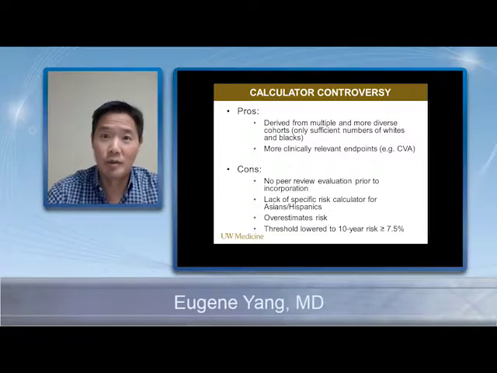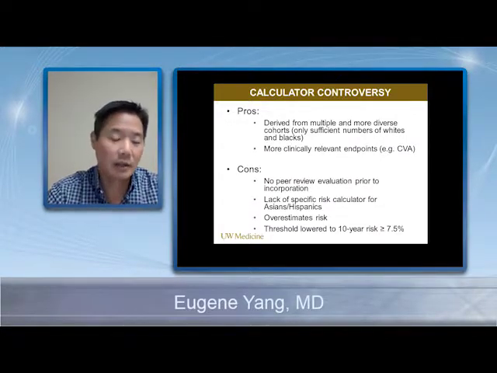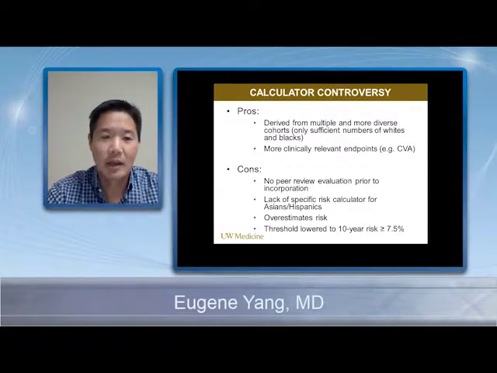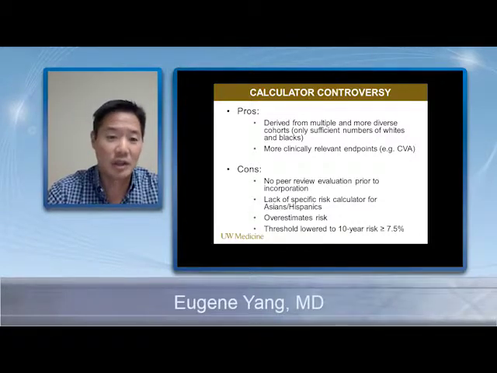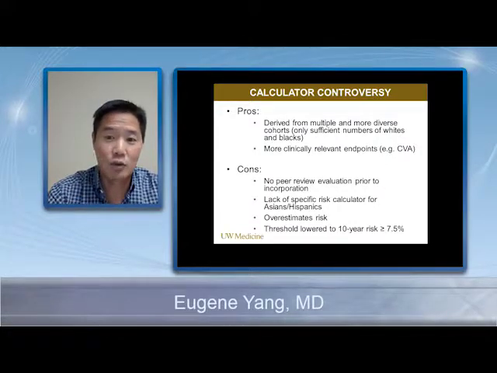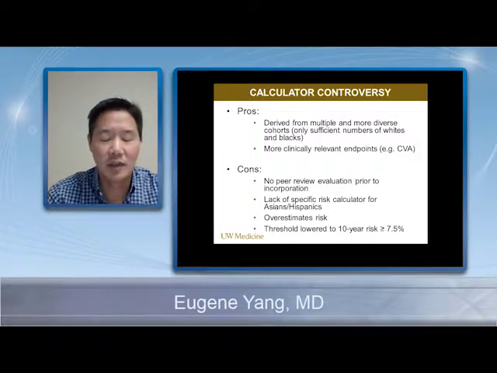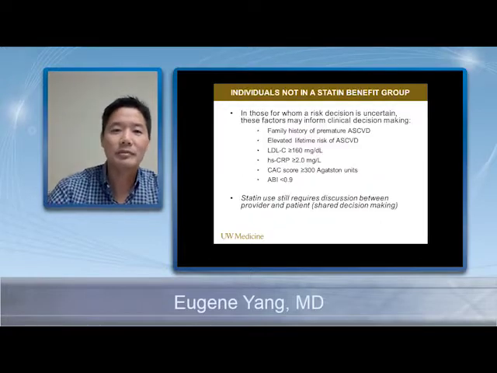Some of the cons were that there was no peer review evaluation prior to the incorporation of these guidelines. There's a lack of a specific risk calculator for Asians and Hispanics, concerns about overestimation of risk, and finally that the threshold for where treatment was indicated was for patients who had a greater than 7.5% 10-year risk. The previous calculator defined high-risk patients as those who had a 20% or greater 10-year risk using the Framingham risk model. So this significantly shifted down that threshold.